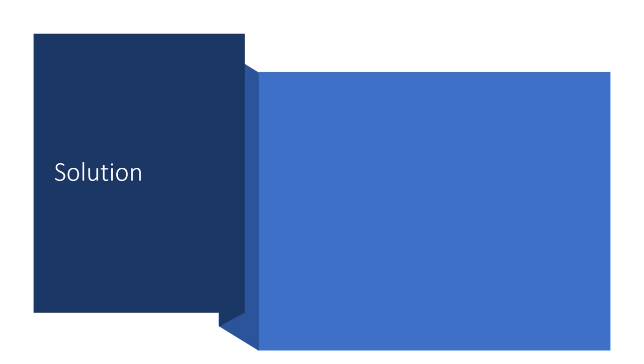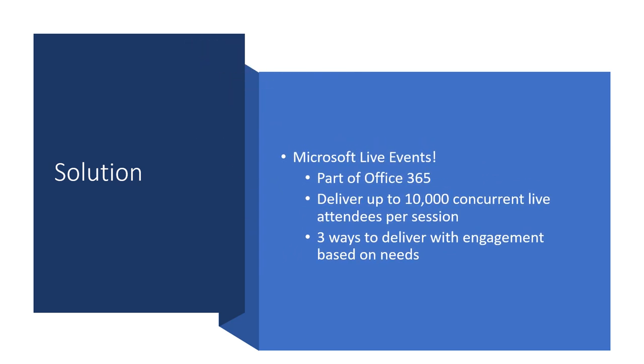So from our standpoint, the solution to this is Microsoft Live Events. You get it as a part of Office 365. You can deliver up to 15 concurrently during the course of a day. Each session can deliver up to 10,000 concurrent live attendees per session. That's a lot of people that can be at the same time joining live, not to mention all the on-demand. And then finally, there's three different ways that you can deliver this that can include engagement based upon the needs of your organization.